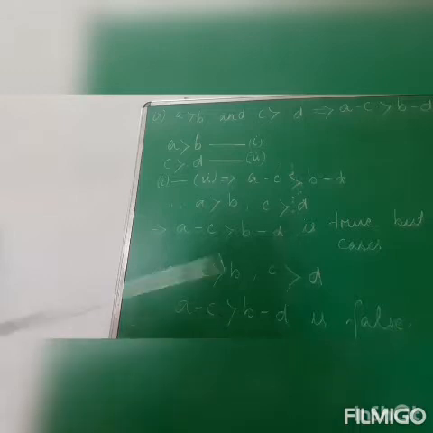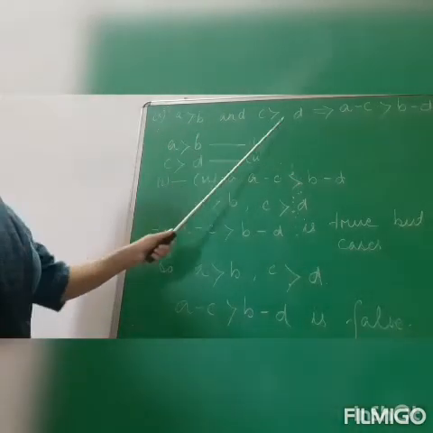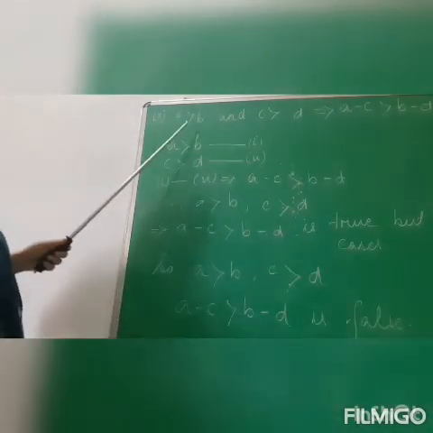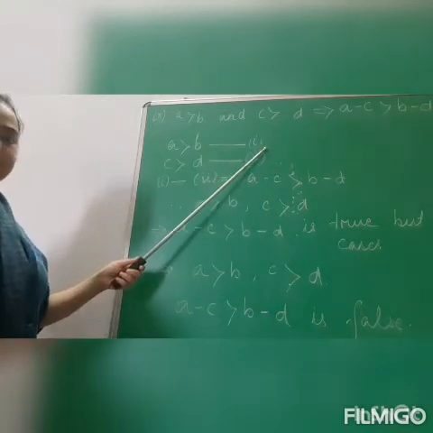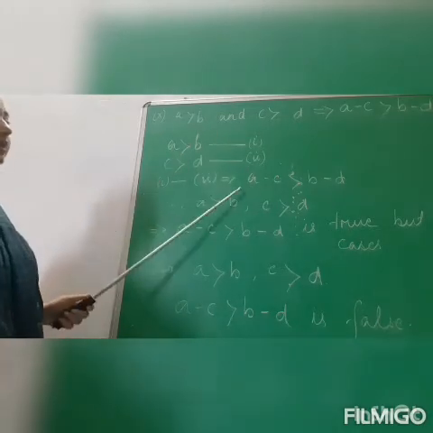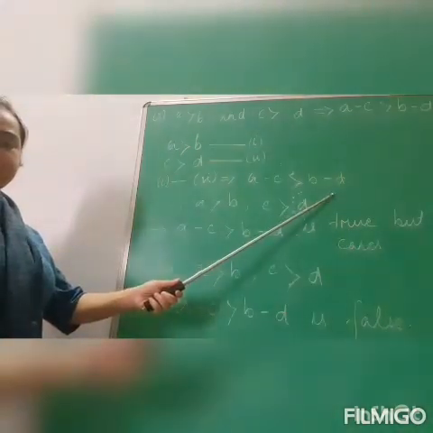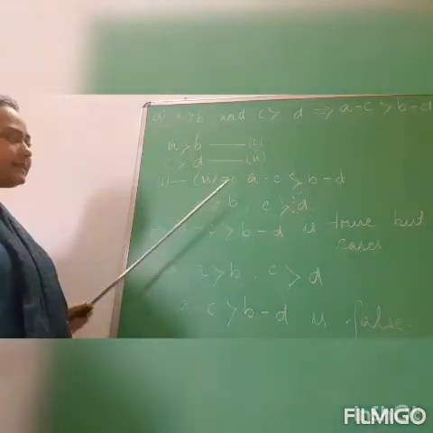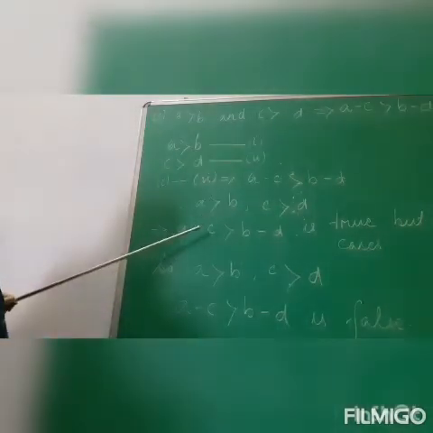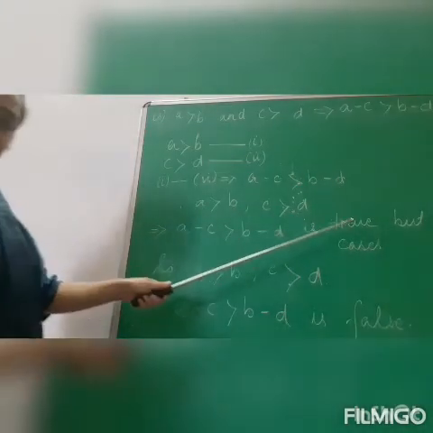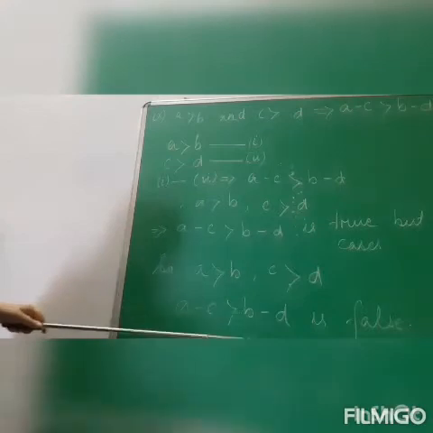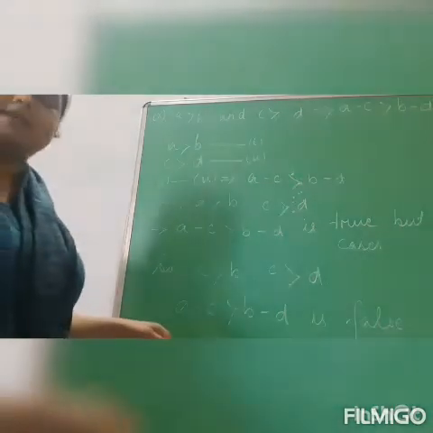Now let us move on to the next sum, number 9. a greater than b and c greater than d implies that a minus c is greater than b minus d. So see here, a greater than b, let us keep this one as equation number 1, and c greater than d, let us keep this one as equation number 2. Now if I subtract these two equations, I get a minus c greater than b minus d. Now see, I can say here from this one that a is greater than b and c is greater than d, but if I consider a minus c greater than b minus d, this is true, but it is not true always. Not in all the cases a minus c is greater than b minus d. Therefore, I can say that a minus c greater than b minus d is false.